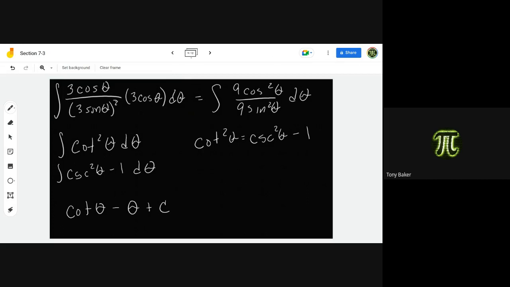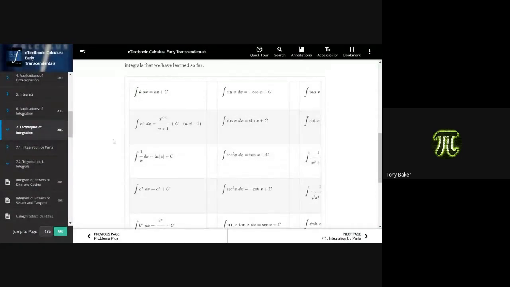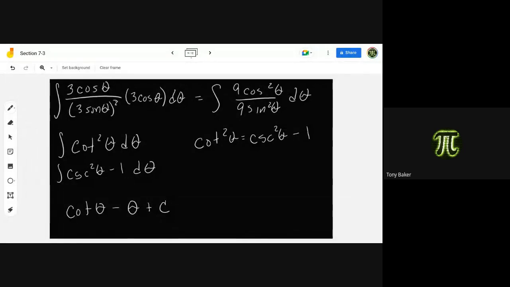So one of the things that you're going to want to have handy when you're doing your problems is the beginning of chapter 7. I couldn't tell you the page number, you can't see it on the screen. The beginning of chapter 7 is a list of basic integrals. You want to have that handy.